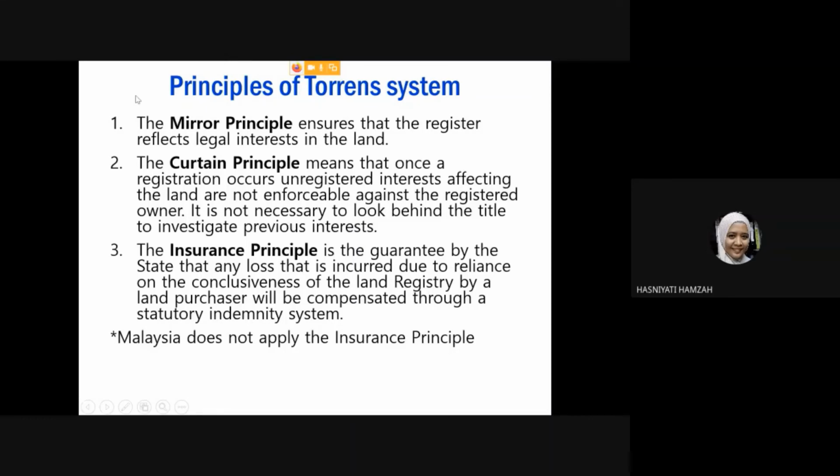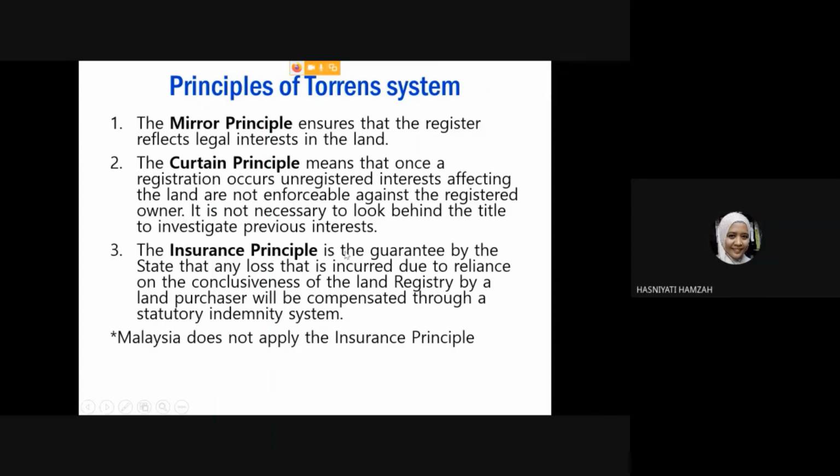Because the curtain principle prevents you from looking at things that are not registered. It's not necessary to look behind the title. And finally, this is the third principle that in Malaysia we do not practice, the insurance principle.